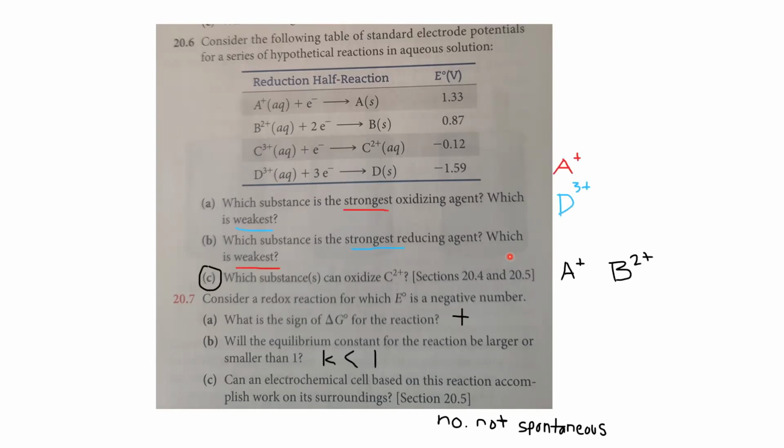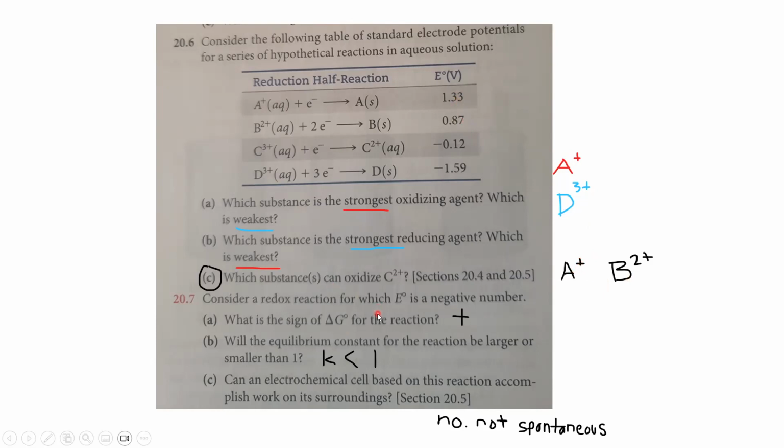So when we're looking at these ones, we're going to see the strongest oxidizing agent is going to be the most positive reduction potential. That's going to be A+. And then the weakest would just be the opposite, the most negative, so D3+. And then with the reducing agent, it's just going to be completely reversed. So D3 plus would be the strongest, A plus would be the weakest. And then with the final question here, which substance can oxidize C2 plus? So we want to think about which of these is going to have a more positive reduction potential. That'll be A plus, and then the B2 plus there.